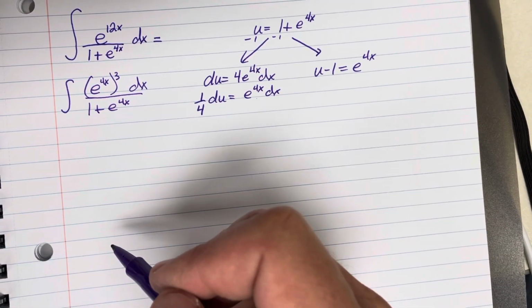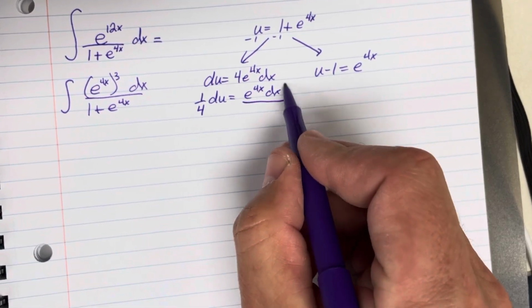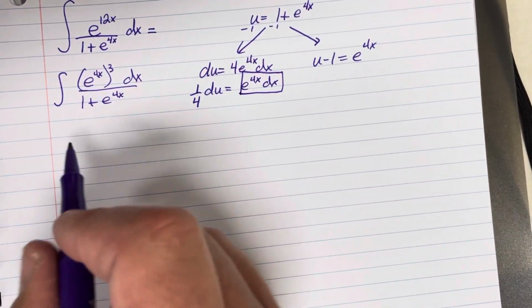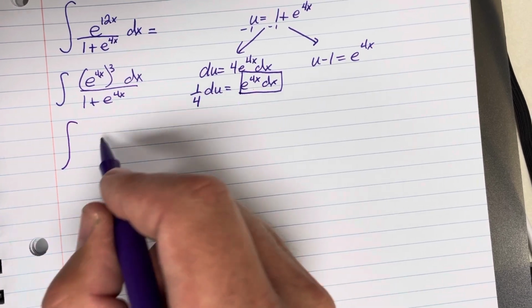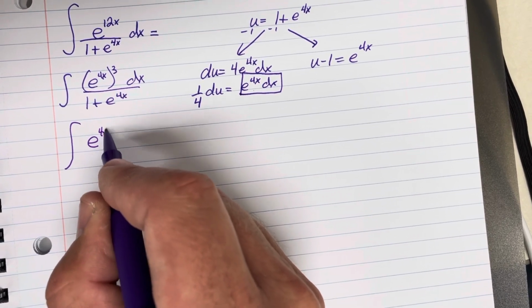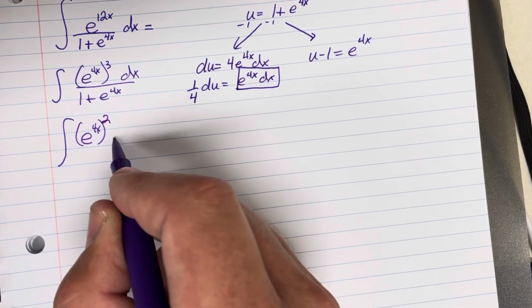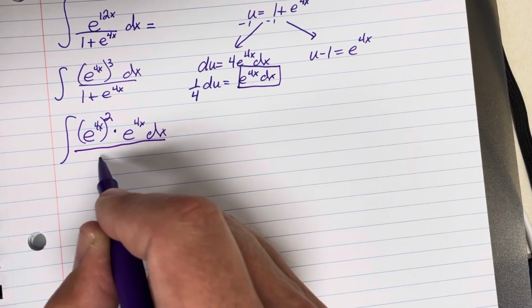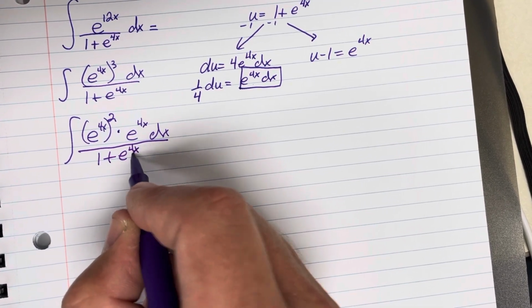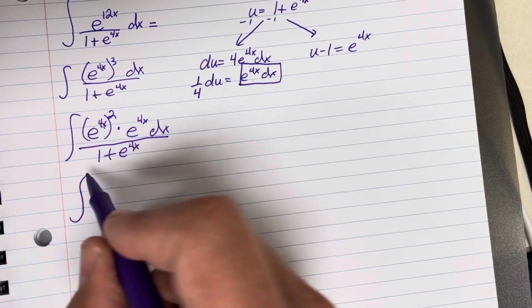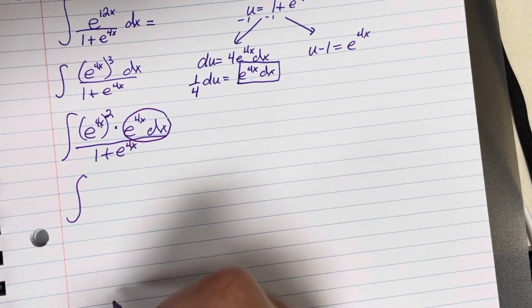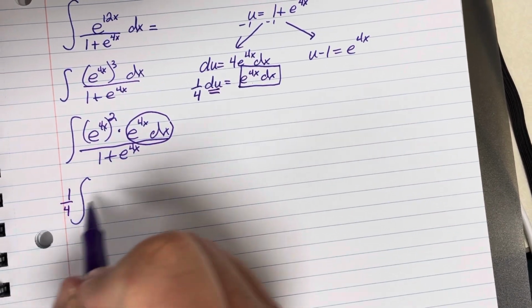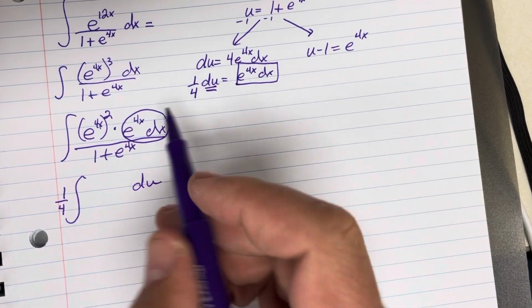Here's the mistake that I had made. I want to get e to the 4x dx present in this integrand. So what I'm going to do is write it as e to the 4x squared times e to the 4x dx all over 1 plus e to the 4x. And now this is my 1/4 du. I'll put my 1/4 in front. I'll put my du here.